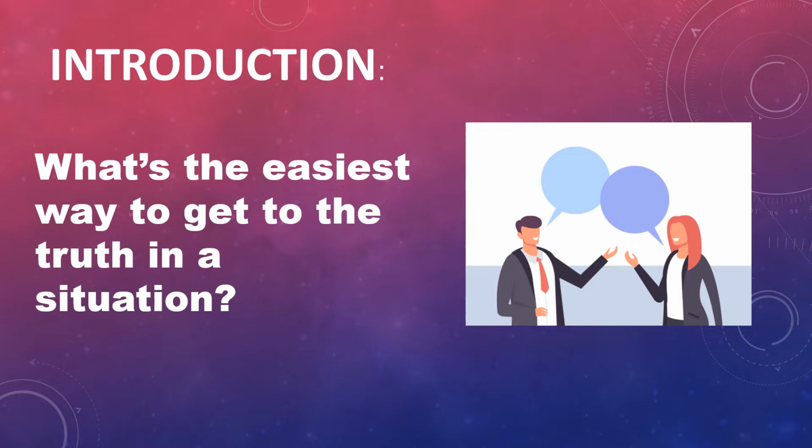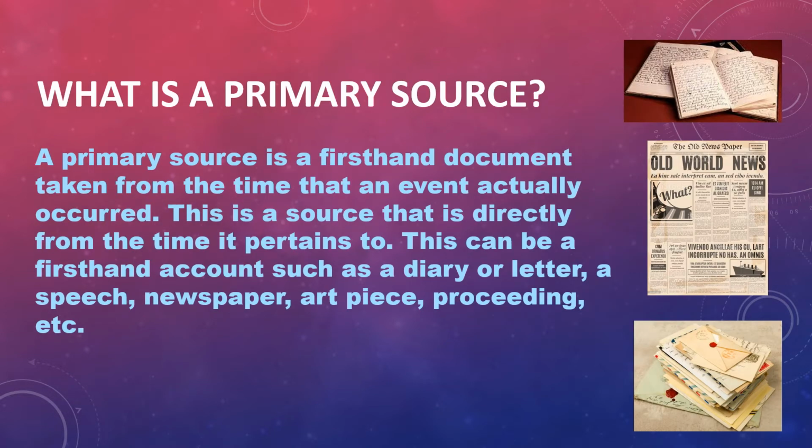I'll give you a second, but if you didn't already say it, go straight to Becky or go straight to James and ask them directly. This is because the best way to know exactly what happened in a situation is to go right to the source. So this is basically what a primary source means.